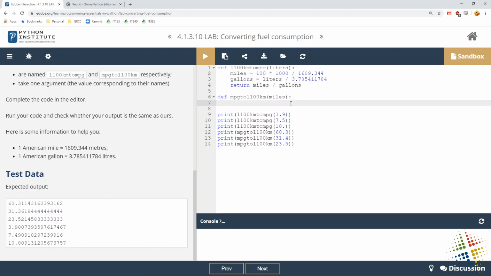Very briefly, just to show how that works, we type in a return 0 right here under the miles per gallon to liters per 100 kilometers function, and I will hit run. So we're testing to see if this function works.